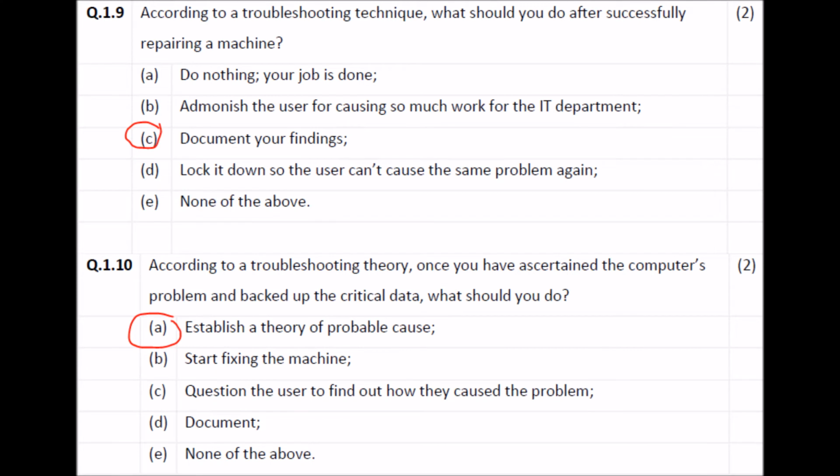And then 1.9, again, troubleshoot theory. You've successfully repaired the machine.